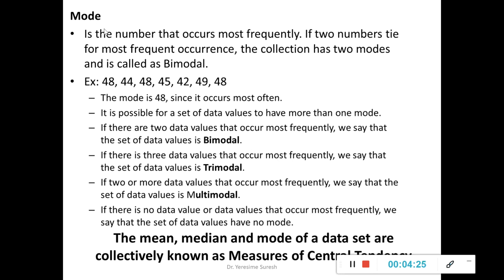The next measure is called mode, which is nothing but the number that occurs most frequently. Say for example, if two numbers are occurring twice, then I call it bimodal.